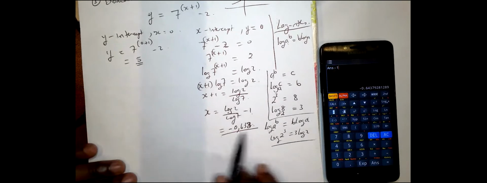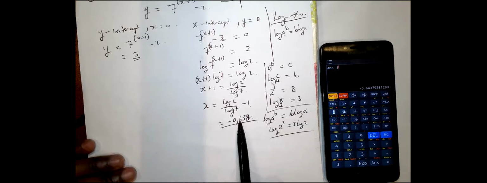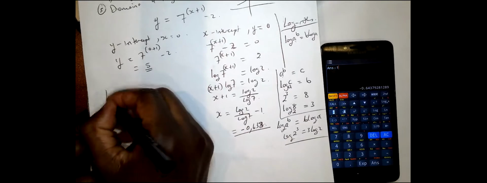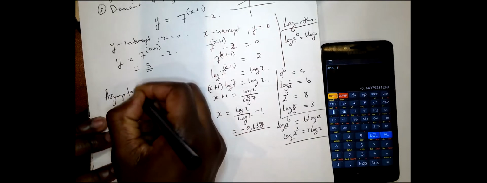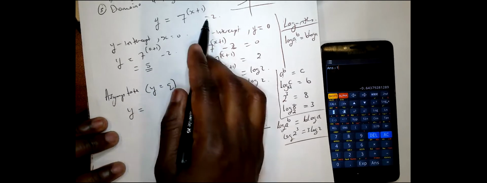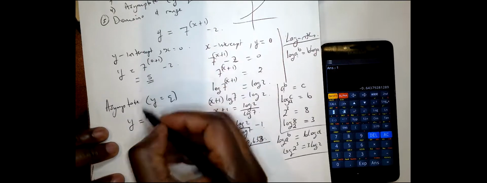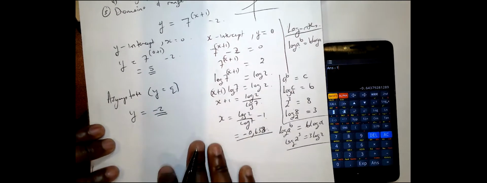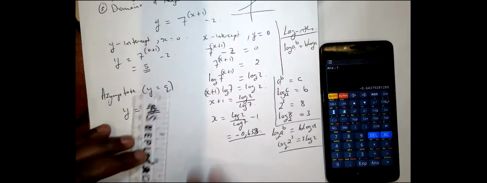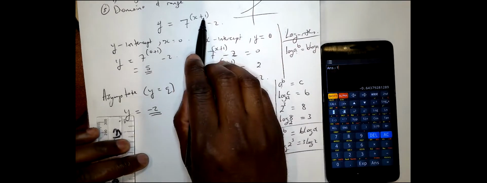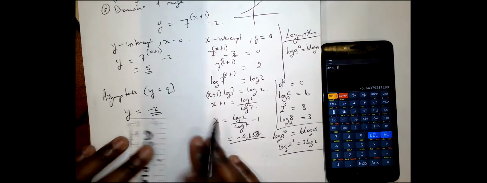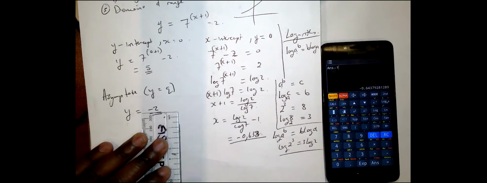So we have our values, y and x, but what's left now is the asymptote. We know that the asymptote is y equal to q, and our q is -2, so that's our asymptote. Then now let's draw the graph and see what we are going to do there. And remember, here it's plus 1, so it's going to move one unit to the left. Remember that. Now let's draw here and see what we're going to have.